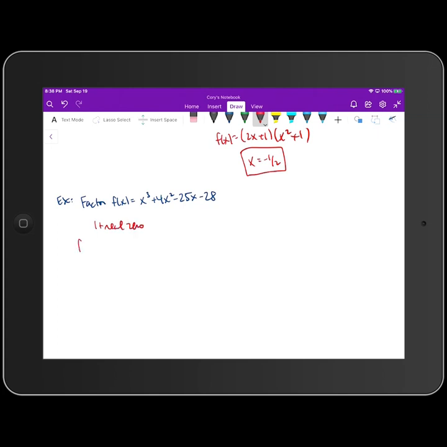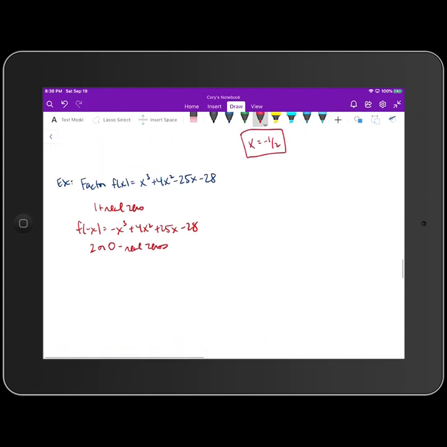Okay, to get the number of negative zeros, we want to count sign variations of f of negative x. So when we take f of negative x, that's going to become negative x cubed plus 4x squared plus 25x minus 28. So when we count sign variations here, the first term is negative. The next term changes to positive. That's one sign variation. The next term stays positive, so that's still 1. The next term changes to negative, so that's 2, which means that there are 2 or 0 negative real zeros.